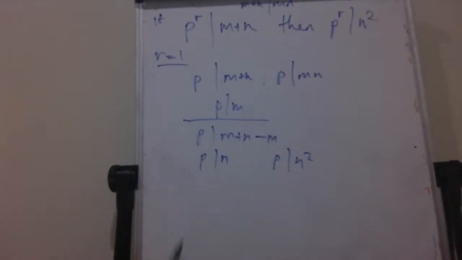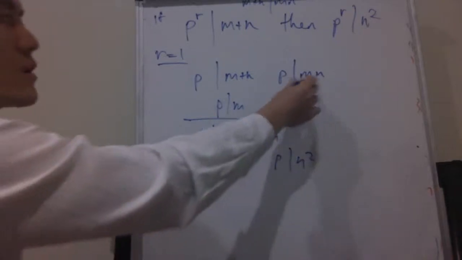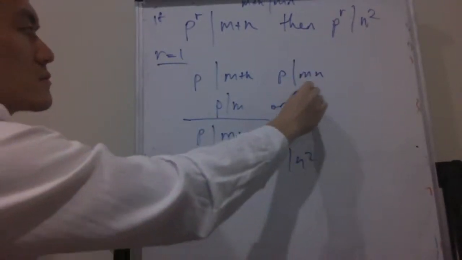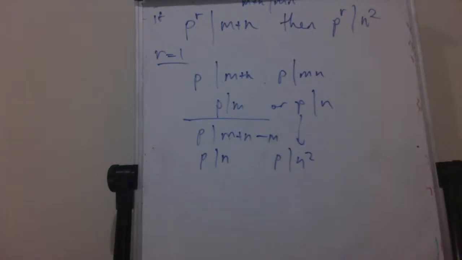Yeah. Right? Yeah, that makes sense? Wait, how do you make sure p divides n? Oh, right. Because it has to divide either m or n, and if it's n, we're done. If it's n, then we go straight to here, yeah? Yes. You agree?